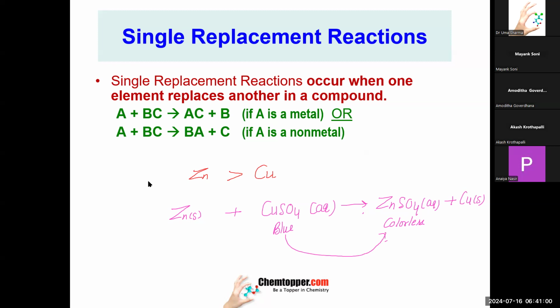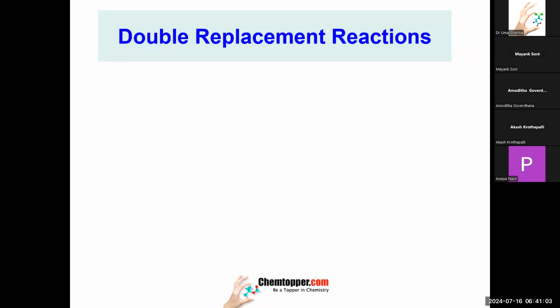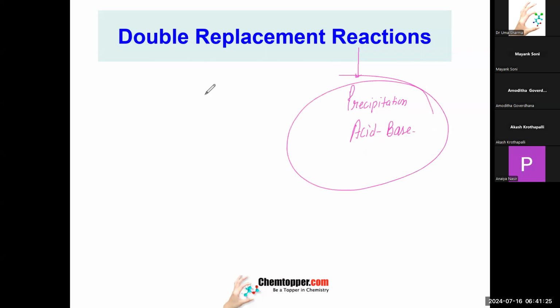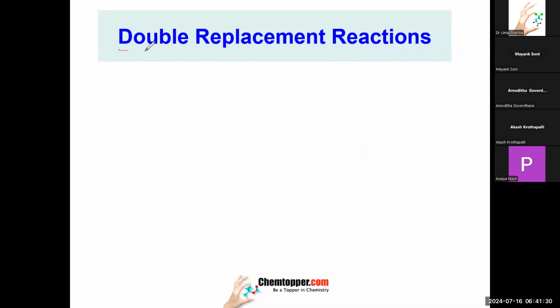Now I'm coming to the next category, double displacement reactions. In double displacement reactions, you are going to learn precipitation reactions and acid-base reactions. They fall in this category. Okay, so what is a double displacement reaction? In double displacement reaction, we are not worried about the reactivity. We are just going to interchange all the ions.